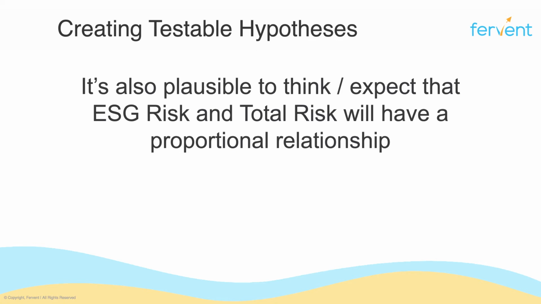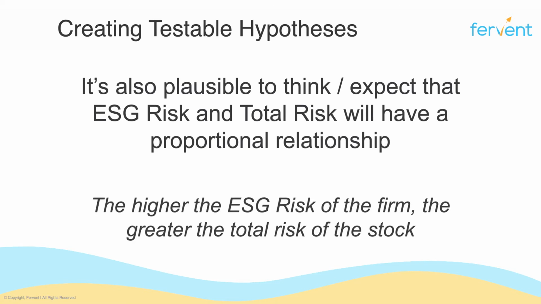And so at this stage, purely from an intuition standpoint, it seems more plausible and reasonable to expect that ESG risk and total risk will have a proportional relationship. Importantly, of course, we still don't quite know this for sure. We'll only know that when we look at the data. But the idea is the higher the ESG risk of the firm, the higher the firm-specific risk of the firm, and therefore the higher the total risk of the stock. Okay, hopefully that makes sense.